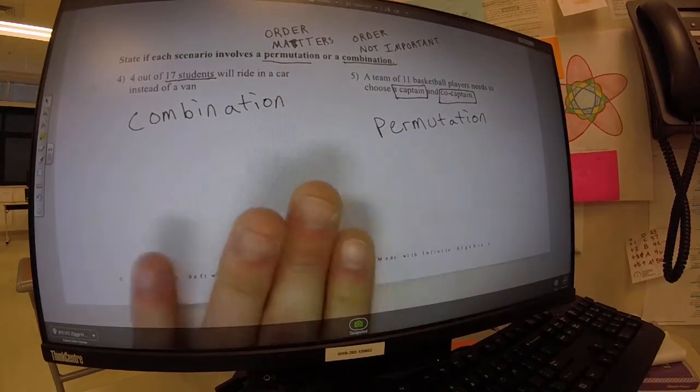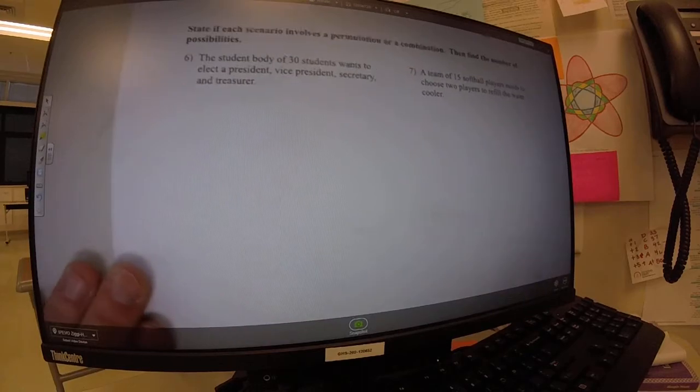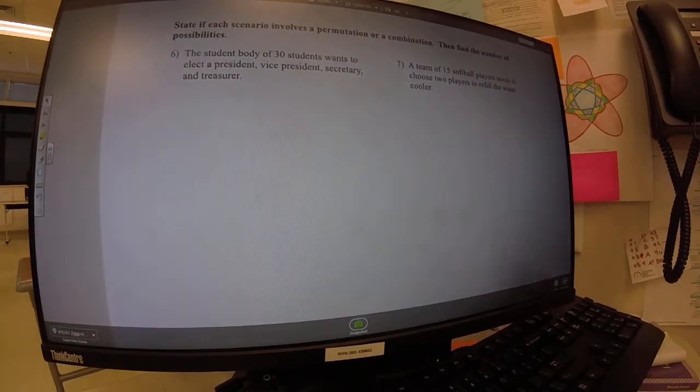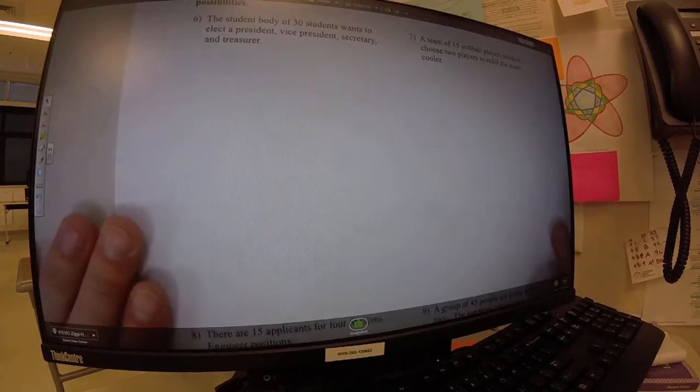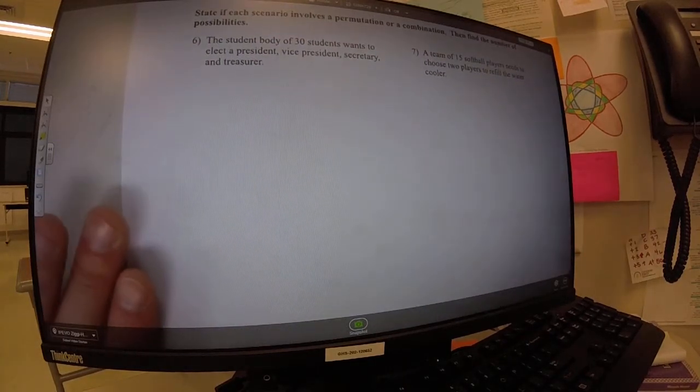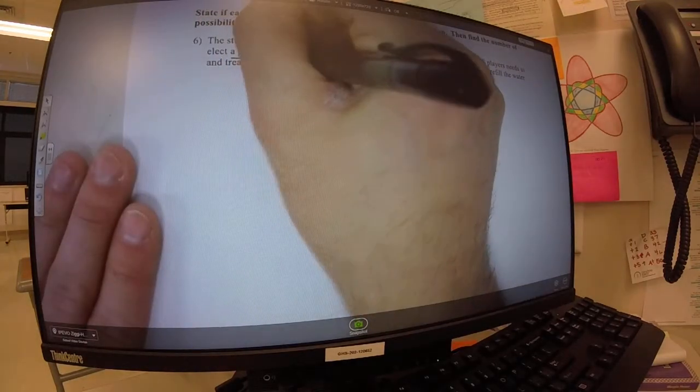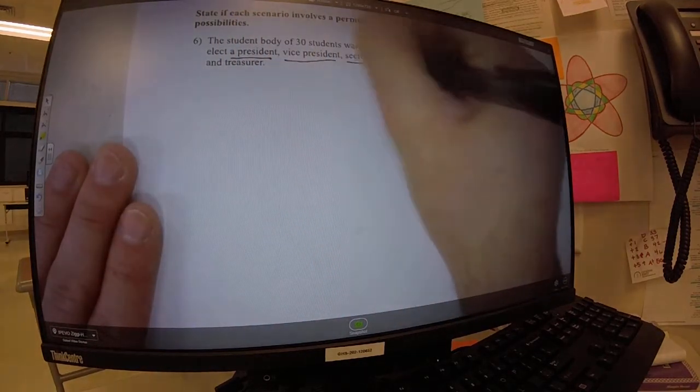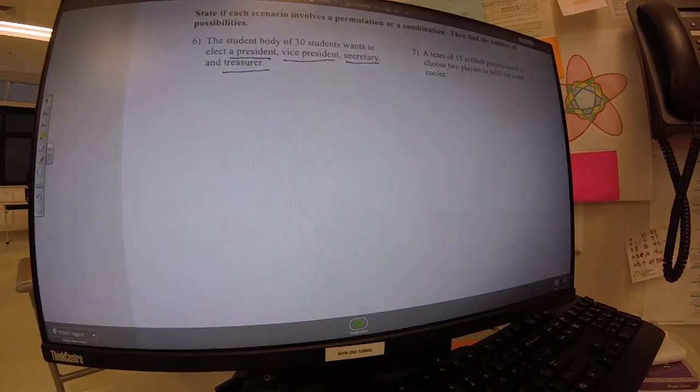All right, let's flip to the back page and actually compute some answers. All right. So look at the bold right above the problems. State if each scenario involves a permutation or combination, then find the number of possible outcomes. The student body of 30 students wants to elect a president, a vice president, a secretary, and a treasurer.